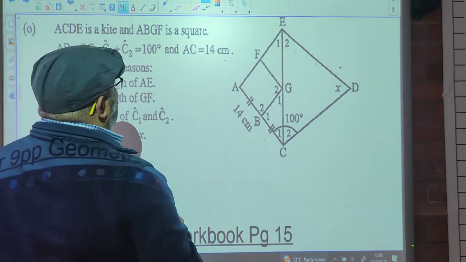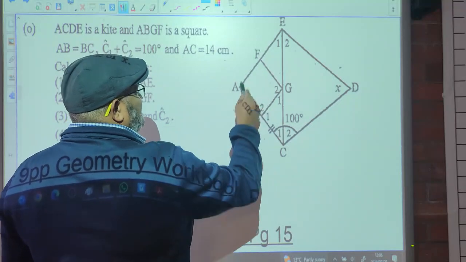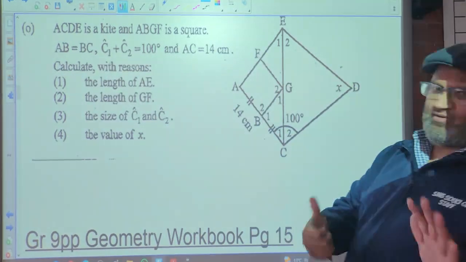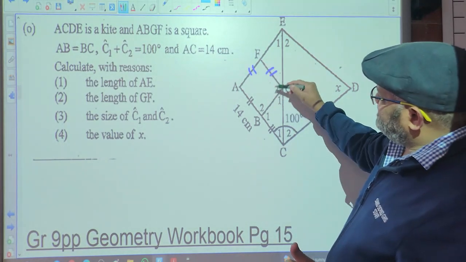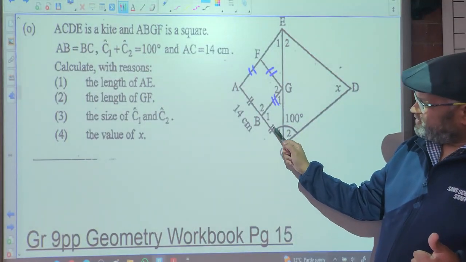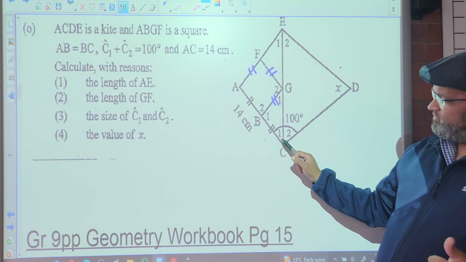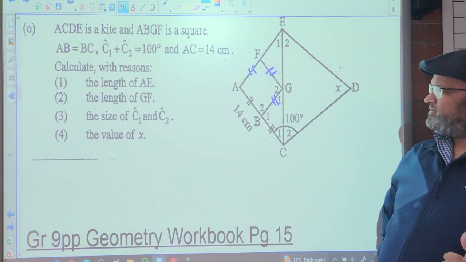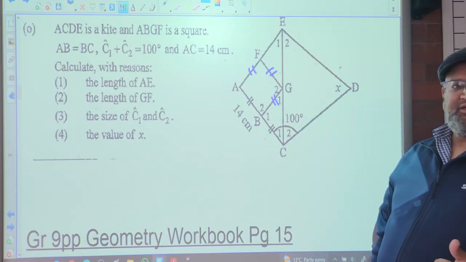People, then we are told that ABGF is a square. Seven things come to mind. What are the seven properties? Both sides are equal. Before we go any further, you see those lengths are equal, which means to say that C1 is equal to G1. So isosceles triangle. You see that?